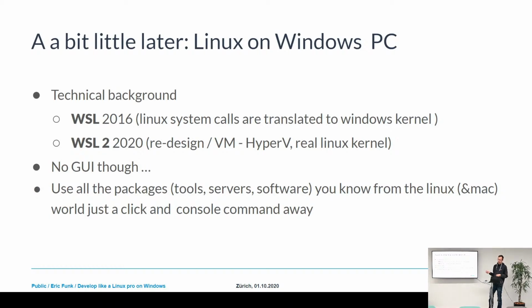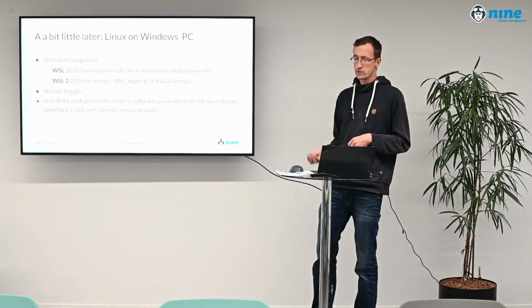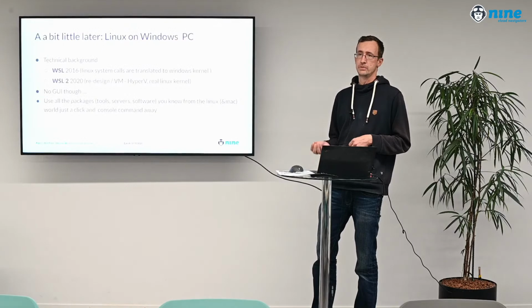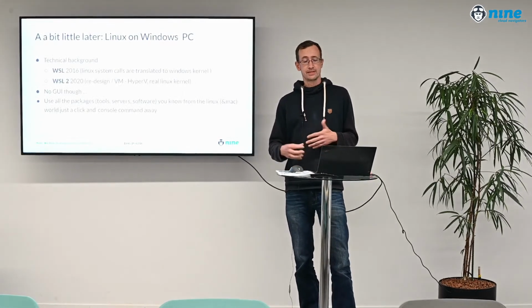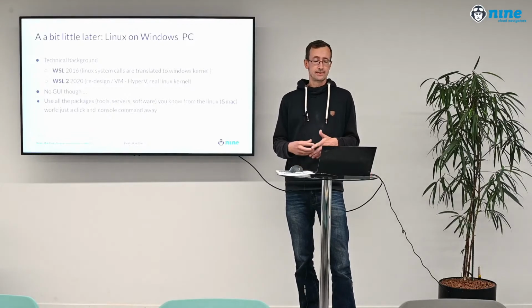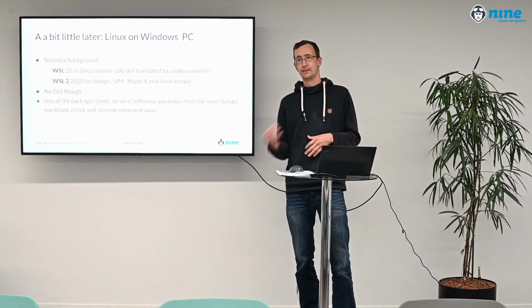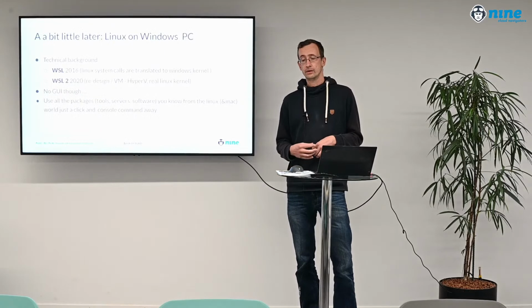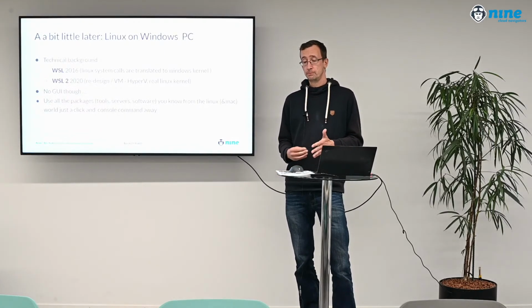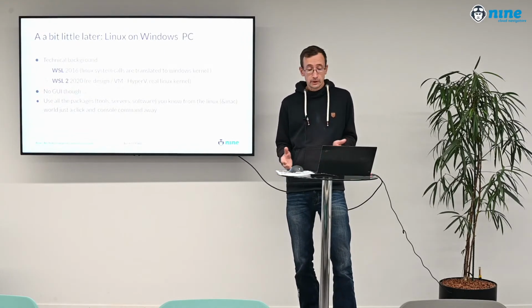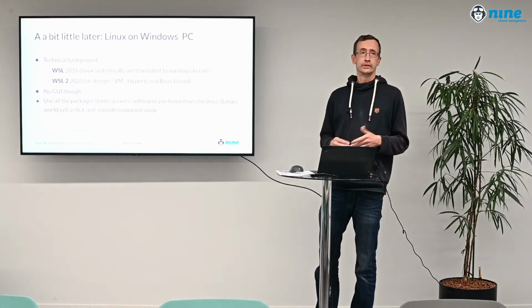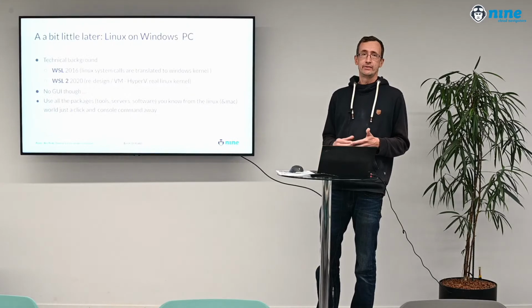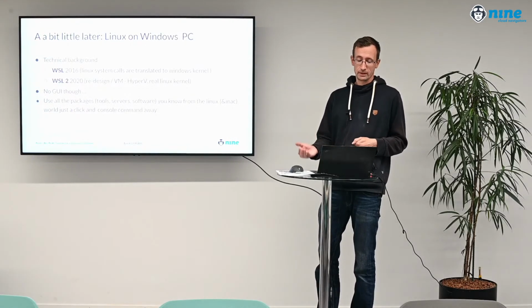In that version, you could pretty much run Linux straight on your Windows machine. In this early version, they basically built something where they translated all these Linux system calls onto the Windows kernel. And this move already allowed you pretty much to install Ubuntu on your Windows machine. You could run your Git, you can run your Node.js.